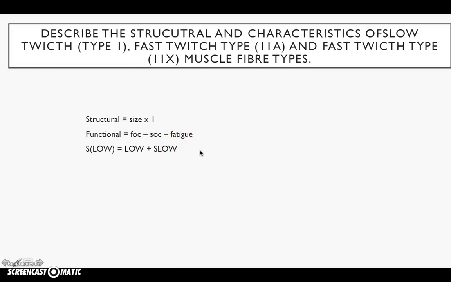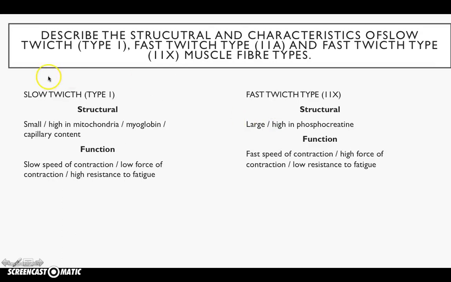So what I want you to do is, using that, see if you can get down information regarding fast twitch type 2A and 2X, and then we'll go through the answers. So, slow twitch type 1 structural, they're small. Slow twitch muscle fibres tend to be small, high in mitochondria, high in myoglobin, and they have a high capillary content as well. Functional, FOC, fatigue: low force of contraction, slow speed of contraction, high resistance to fatigue.